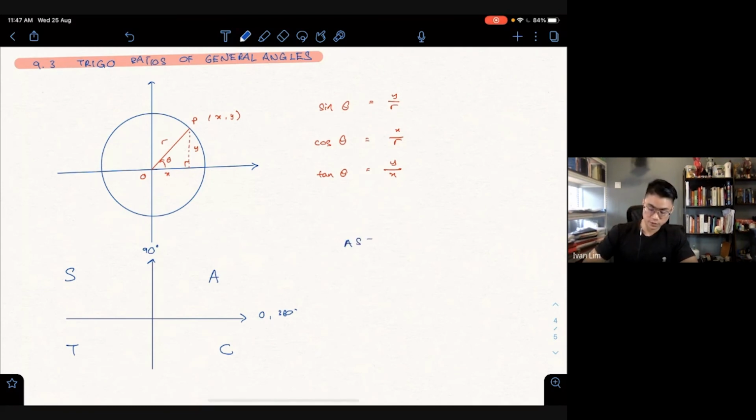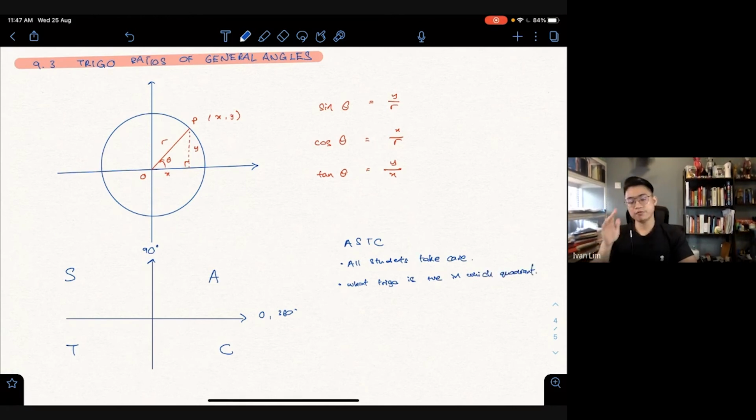So ASTC, all students take care. What we are finding here is which trigo ratio is positive in which quadrant. All means in the first quadrant, the values of sine, cos, and tangent are all positive. In the second quadrant, only sine is positive, which means cos and tangent are negative. So if I give you a cos or tangent value that falls in the second quadrant, your value will be negative. Take note of this word, value.